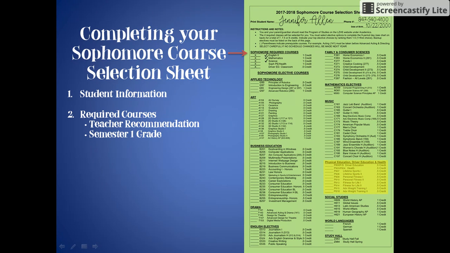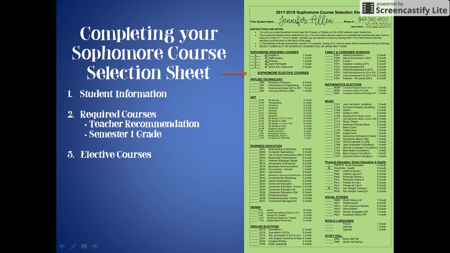For PE, you'll need to choose 1 semester of PE. All of the options are indicated in this box. If it has a 1, that means fall. A 2 would mean spring. Make sure to mark at least 1 semester of PE in addition to health. If you do want to take Driver's Ed during your sophomore year, make sure to mark it on your sheet so your counselor knows to sign you up for it.